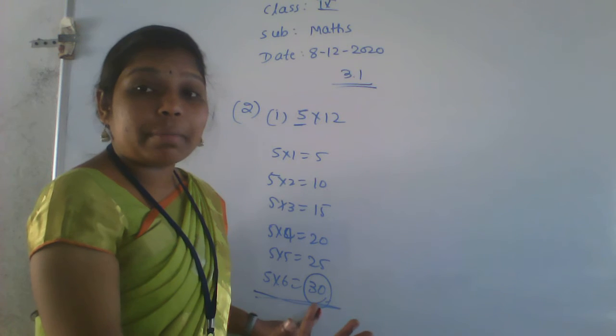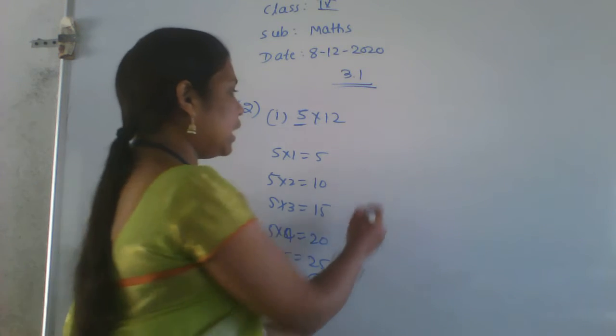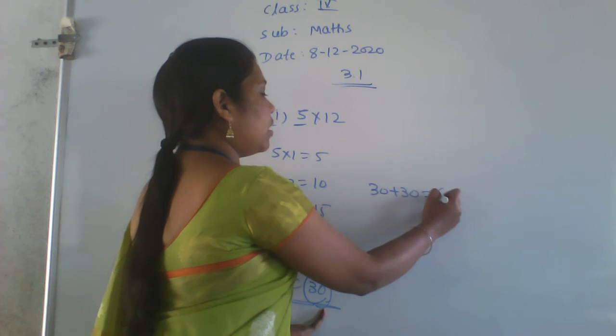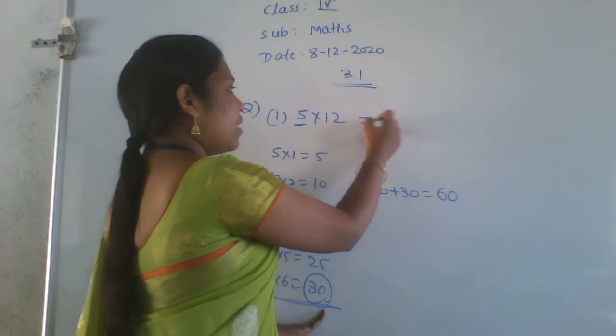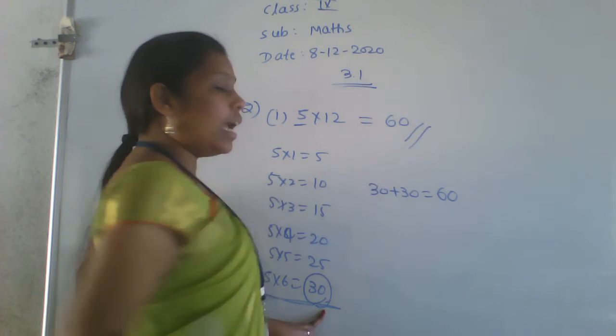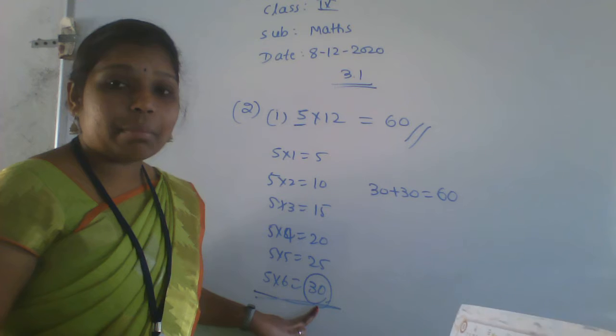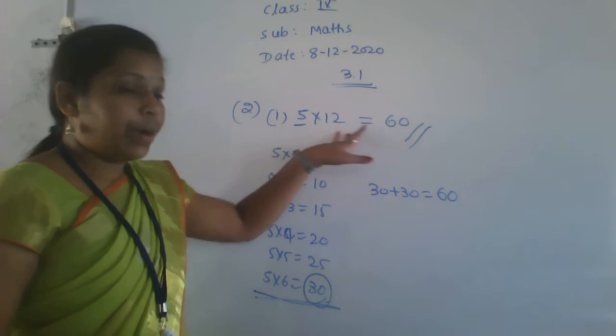30 ನ ಡಬಲ್ ಮಾಡಬೇಕು. ಓಕೆ, so 30 plus 30. What is the answer? 60. So here the answer is 60. Okay, double the 6th time table to find the product.